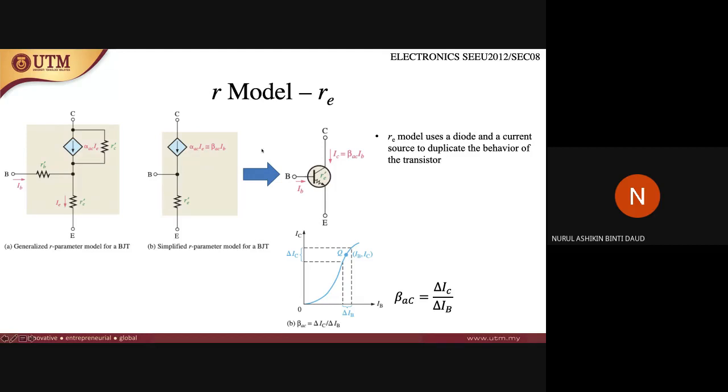Since some of you asked about the RE model, the basics of the RE model actually look like this. Parallel to the collector, there is what we call an internal resistance, which is R prime C.